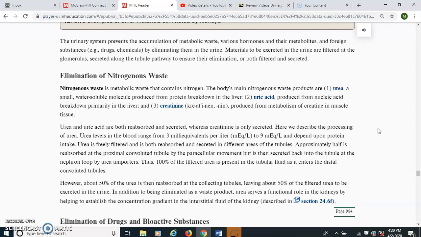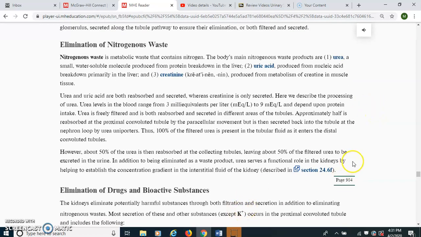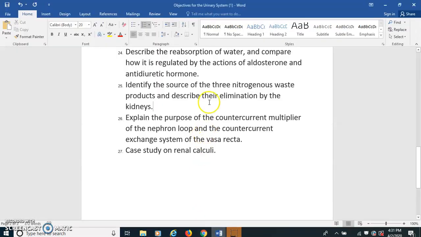And they're things that we want to get out of the body. They have normal ranges in the blood, just like other ions and hormones and things. But they're going to be circulating in our blood because we have a constant breakdown of proteins and nucleic acids and the creatine in muscles. But we don't like those to get any higher than that. That usually indicates there's an issue going on with our kidneys. So the other part of the objective is to just understand their elimination by the kidneys.